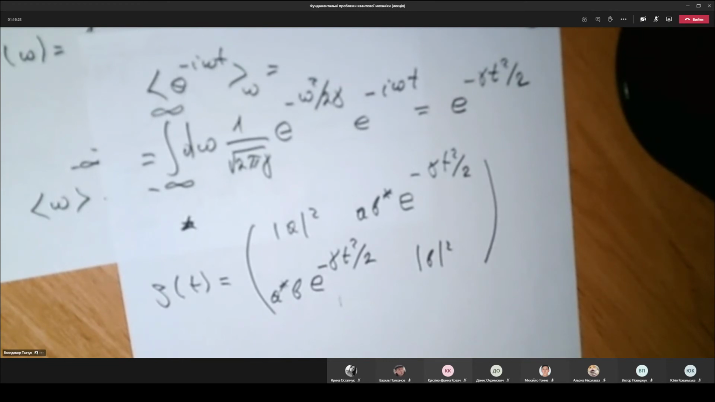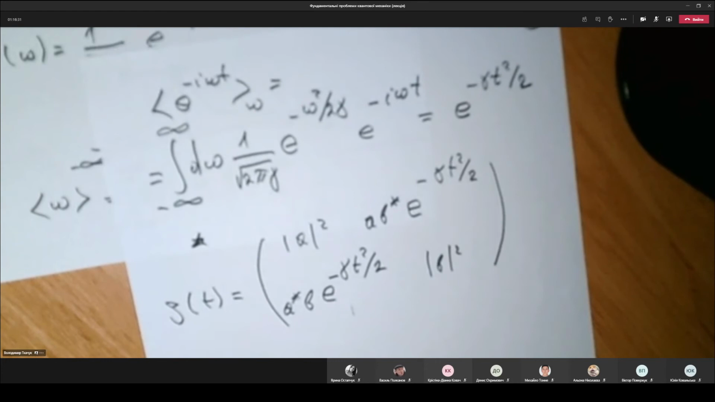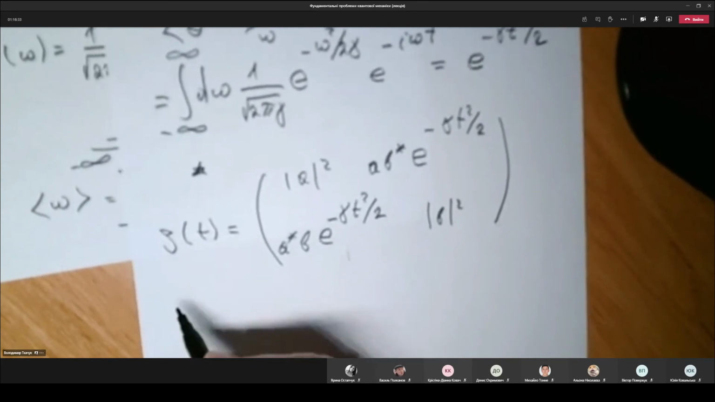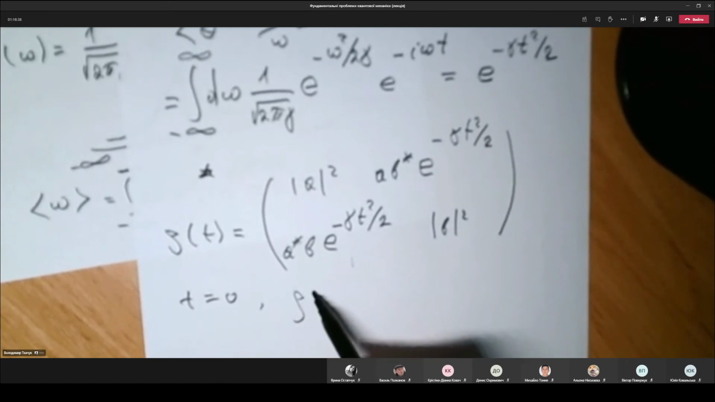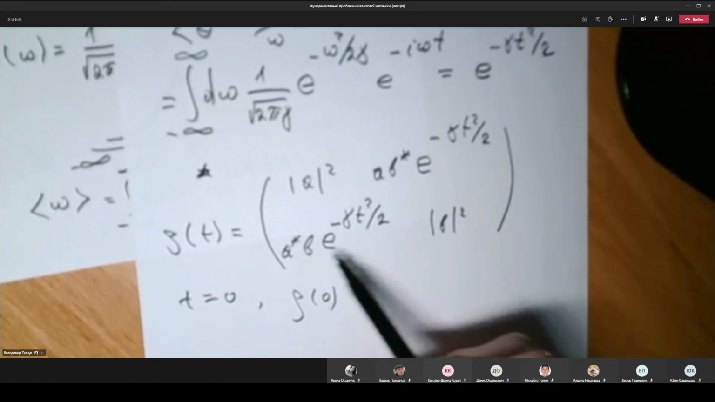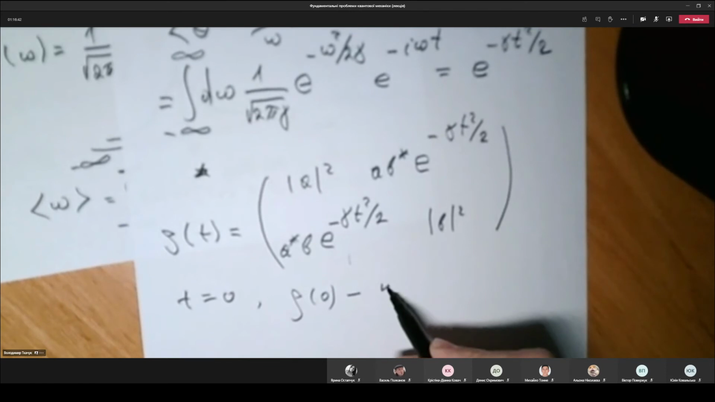And now let us analyze the obtained result. But I would like to stress once more, when we consider time t equal to 0, we obtain the density matrix rho 0, which corresponds to a pure state. It is a pure state.